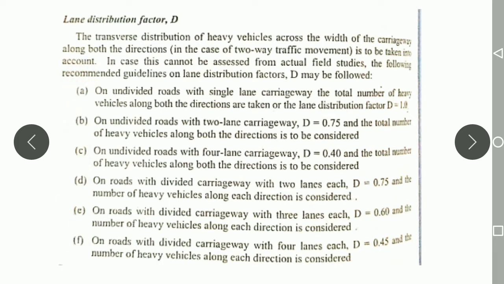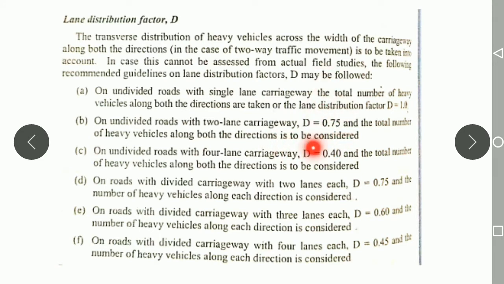So you can refer to the Khanna and Justo textbook, from the old edition as well as the new edition, for more information. For an undivided single-lane road, the lane distribution factor is 1. For an undivided 2-lane carriageway, D is equal to 0.5, and for an undivided 4-lane carriageway, D is equal to 0.4. So like that we have the lane distribution factors.